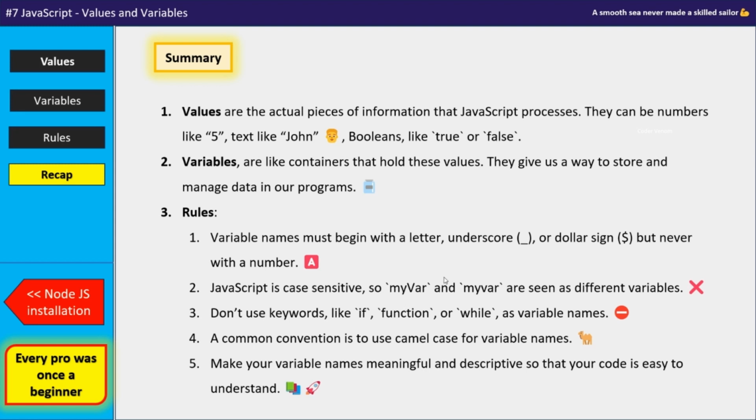A common convention is to use camel case for variable names. JavaScript recommends this naming convention. In camel case, the first letter will be lowercase, then the first letter of the second word should be capital. So you can follow this. Then the final one: make your variable names meaningful and descriptive so that your code is easy to understand.